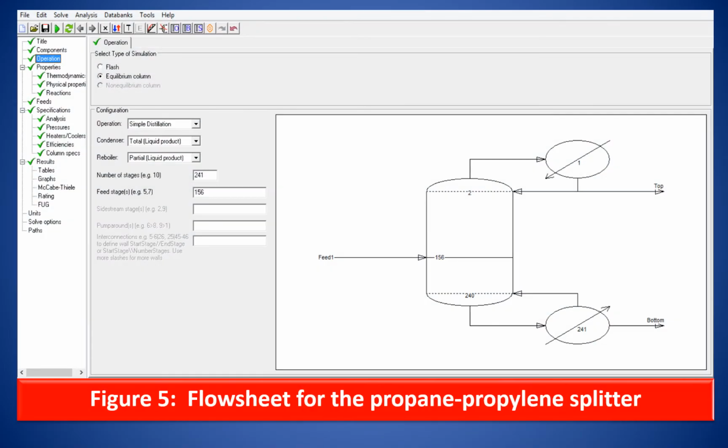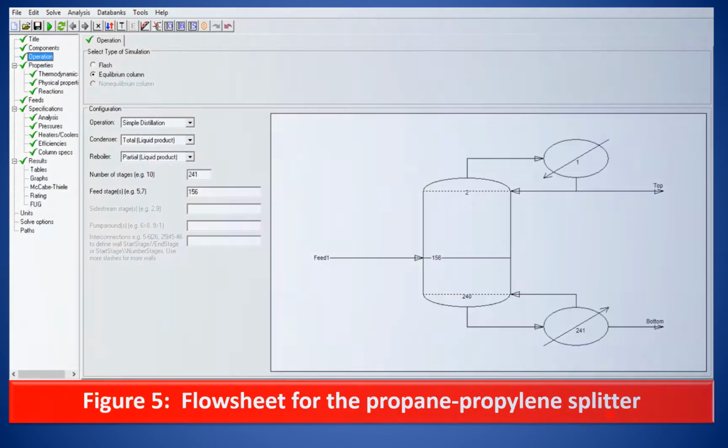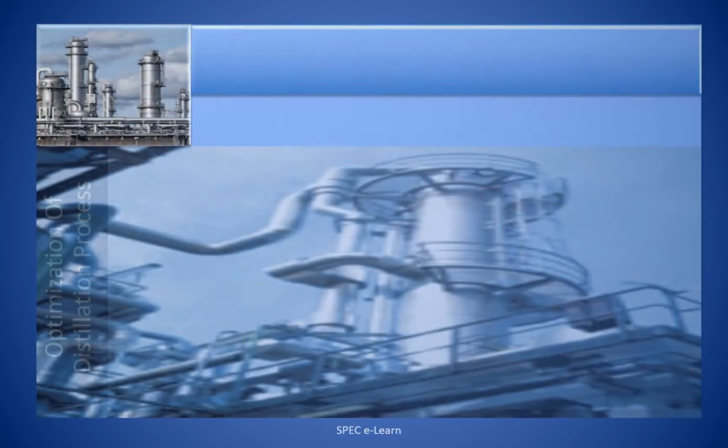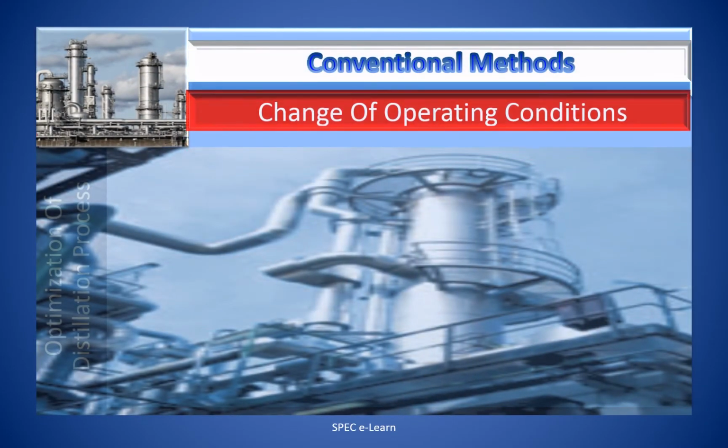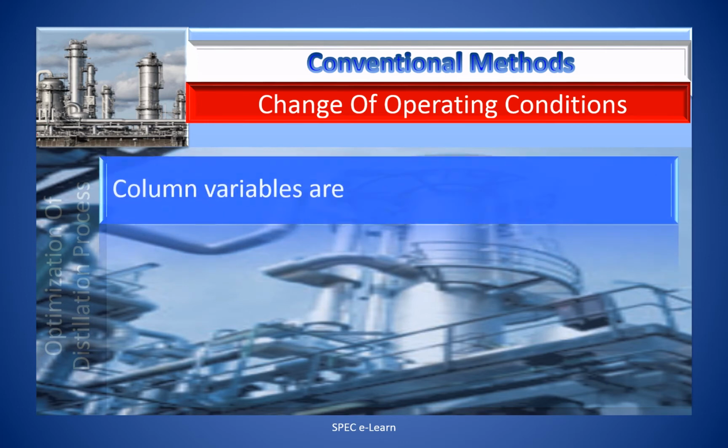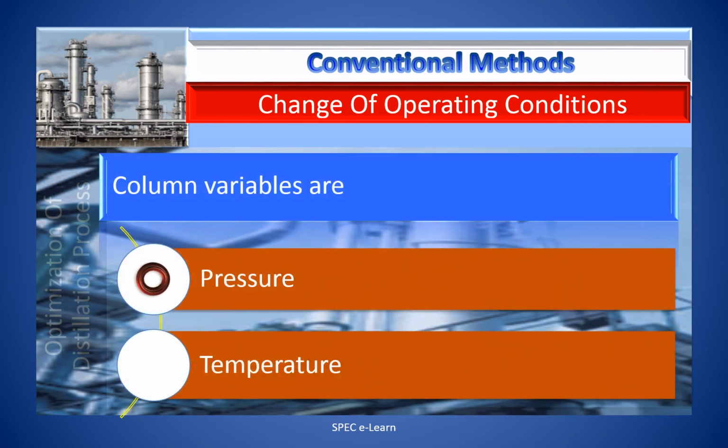This figure is the operation flow sheet for the simulation. The column consists of 241 trays with the feed entering at the 156th tray. The condenser is a total condenser and the reboiler is partial, with liquid product. The column variables are pressure and temperature.